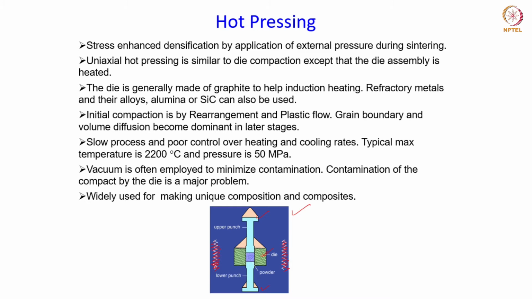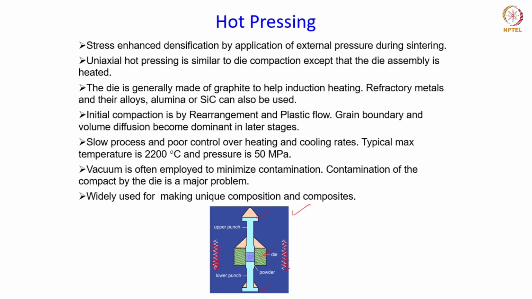The process is slow and the control over the heating and cooling rates is not that great. The typical maximum temperature used in hot pressing is about 2200 degrees Celsius and the typical pressure is about 50 MPa, okay? And in many cases vacuum is used to minimize contamination. Contamination of the compact by the die is a major problem, particularly at high temperature, and therefore vacuum is used in most cases in order to eliminate the chances of contamination.